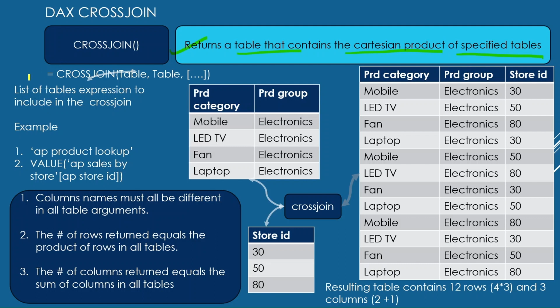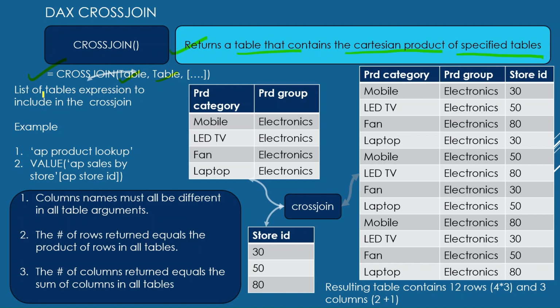So this is the signature of the cross join. It will take at least two parameters. This is a table and this is a table, and we can give multiple table names. So what is the output? Let's discuss one by one.